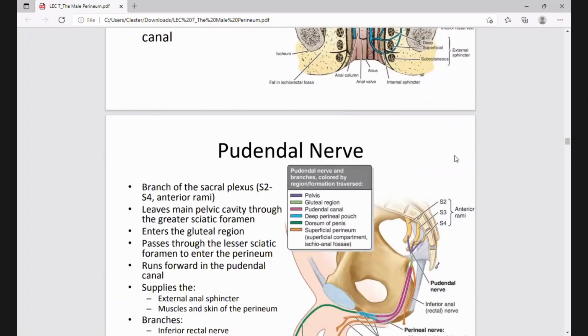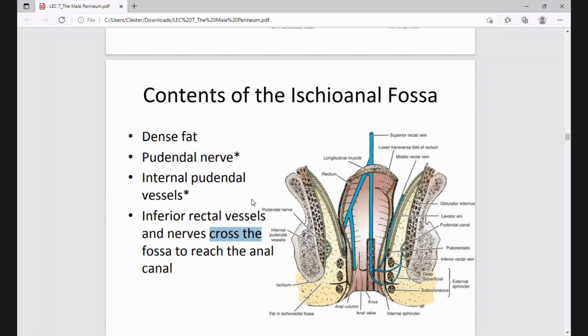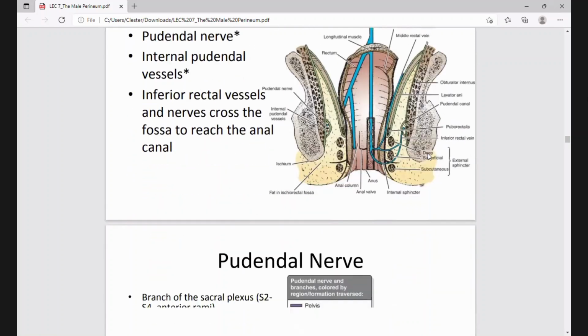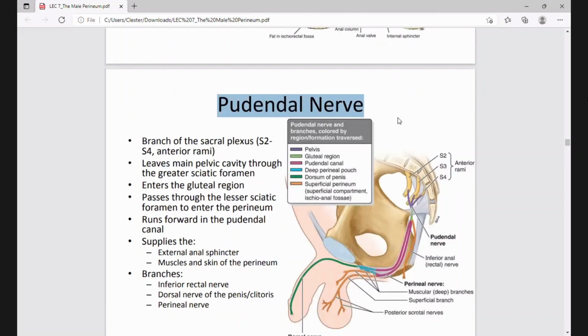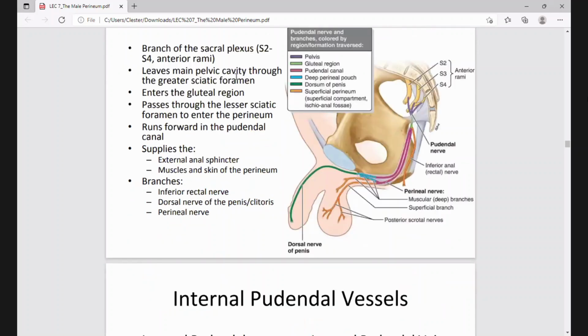Now, part of the structure that we find in the Alcock's canal is the pudendal nerve. This is a very important nerve when it comes to the perineum because it is the chief innervation of the perineal region, both sensory and motor. So the muscles in the perineum are basically innervated by the pudendal nerve. The pudendal nerve is derived from the sacral plexus, specifically from S2 up to S4, and it leaves the pelvic cavity through the greater sciatic foramen.